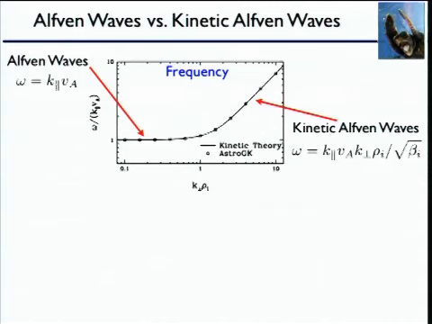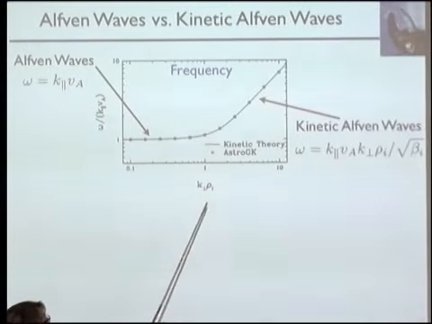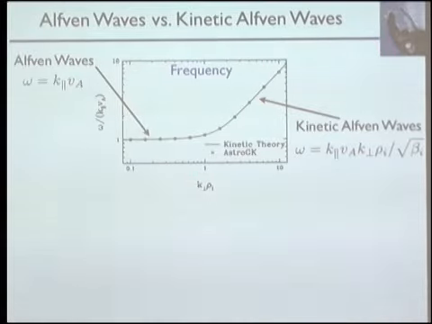Well, what are the waves themselves doing? This is a plot of the frequency of the wave versus the wave number of the wave in the perpendicular direction. And this is K perp rho of 1. And this is some hot plasma dispersion relation. And for fun, we put the AstroGeek simulation. This is just linear theory, so it basically has to work.